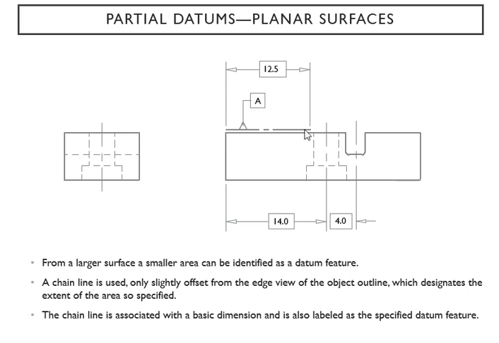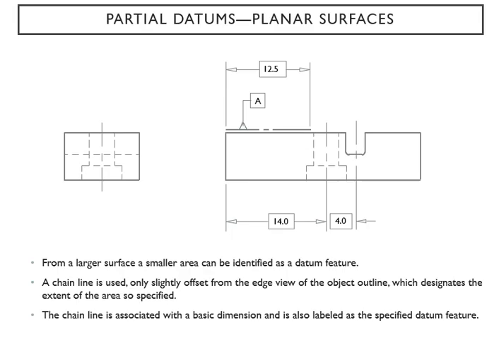Offset means it is lifted up and your datum feature is stuck on it, instead of being the entire plane. That's what we call the partial, and that is the extent of the area where this datum is going to be. That chain line is again associated with your basic dimension, which is this one, and we label it here, and here, and here.